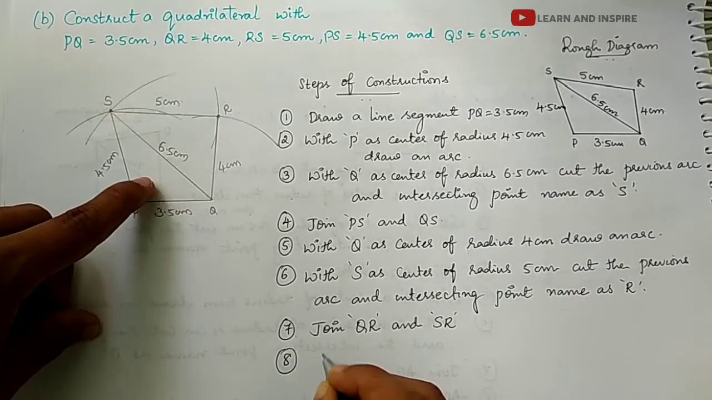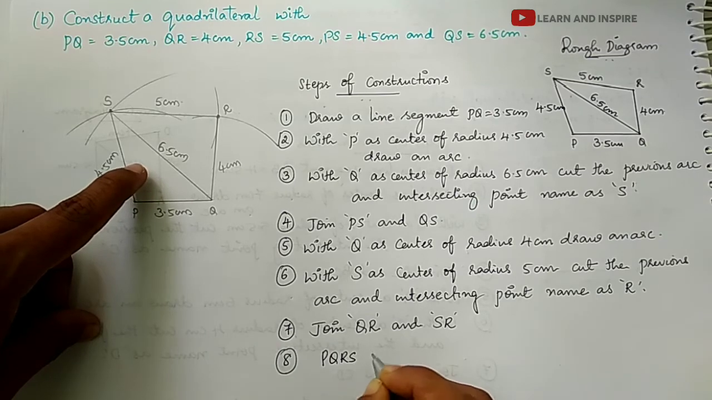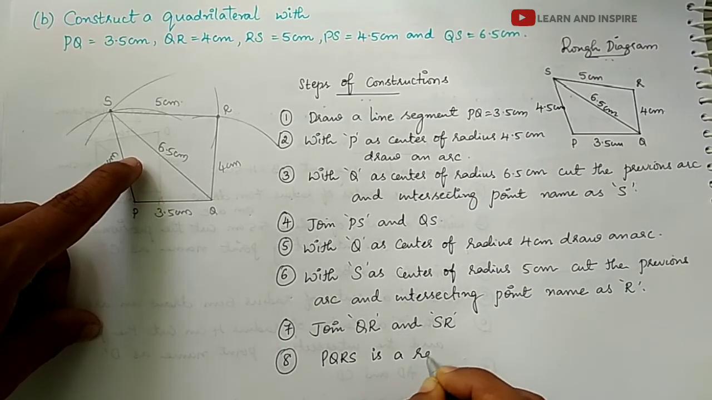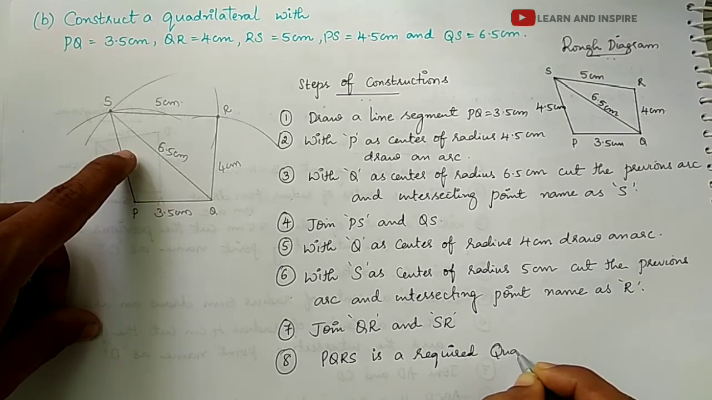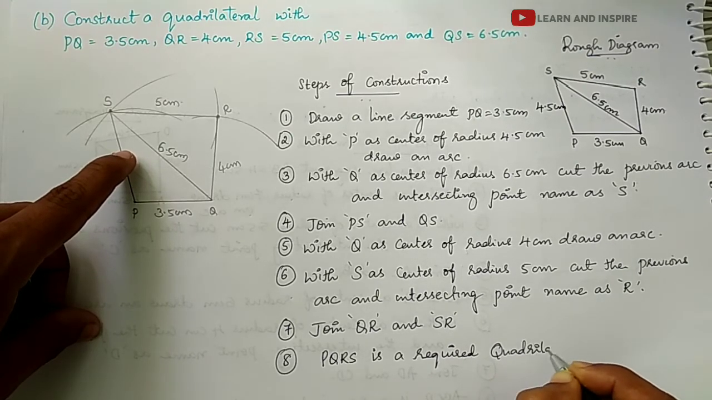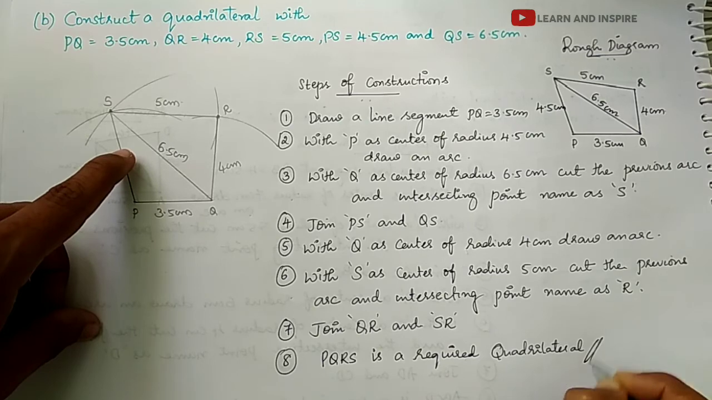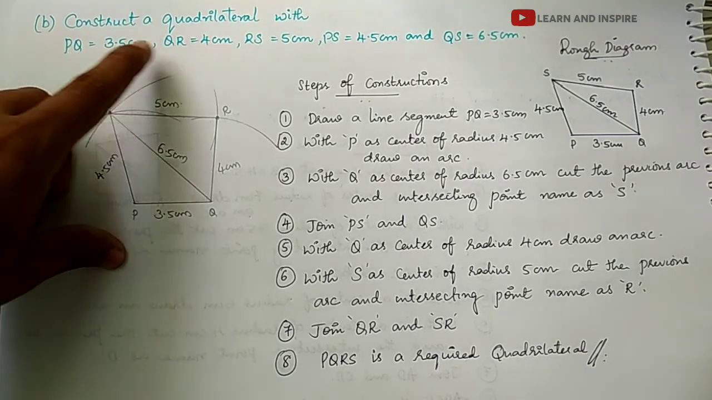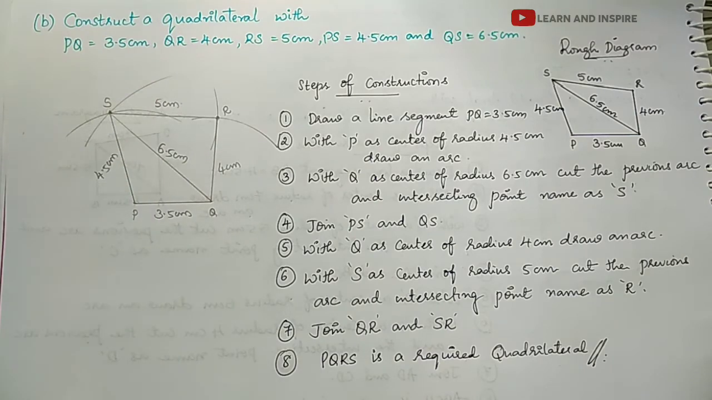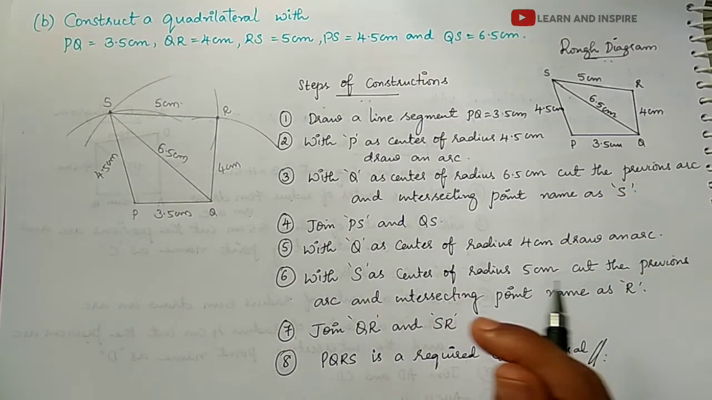Okay, step 8. PQRS is required quadrilateral. Understood? So this is the second question by constructing 4 sides, 1 diagonal. So I hope you might have understood.